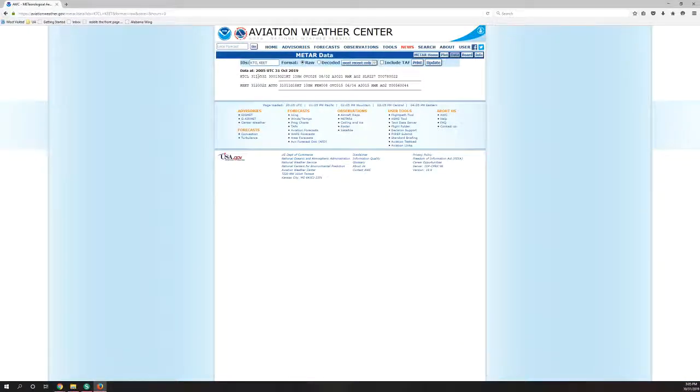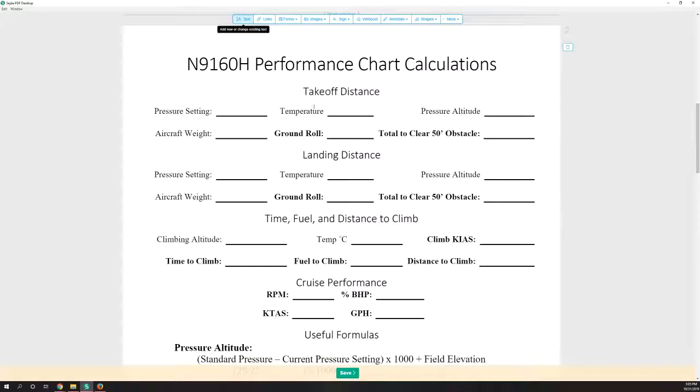So Tuscaloosa on the 31st at 1953 Zulu. The winds were 300 at 13, gusting 21 knots. Visibility 10. Overcast at 2,800 feet. Temperature 8. Dew point 02. Altimeter setting 3021. So now we can go back to our sheet over here. So temperature we said was 8, and we said our pressure setting was 3021.